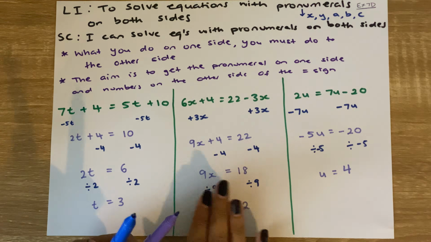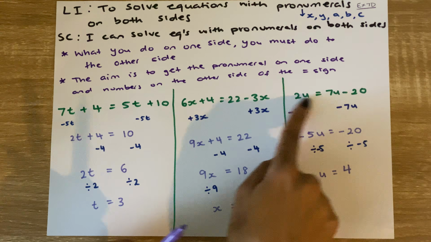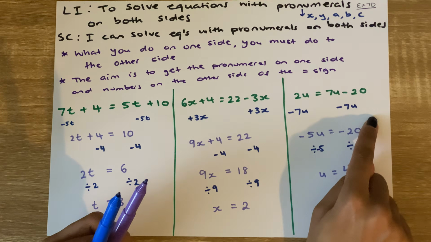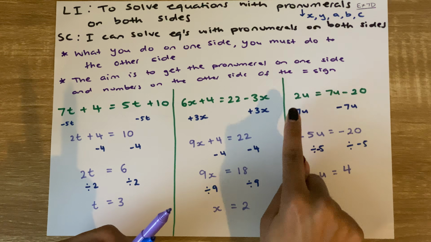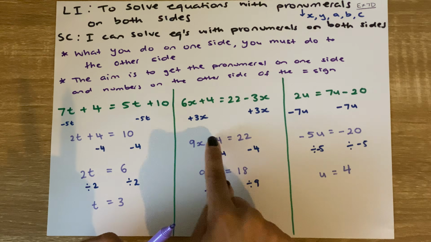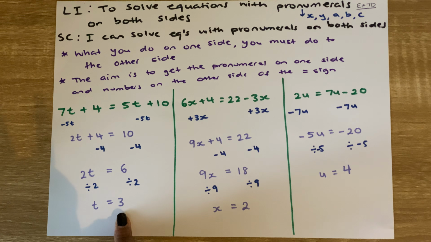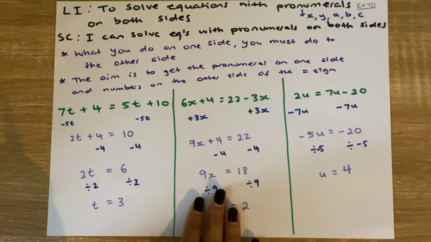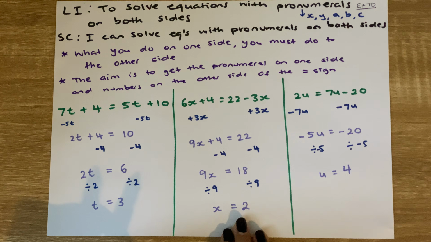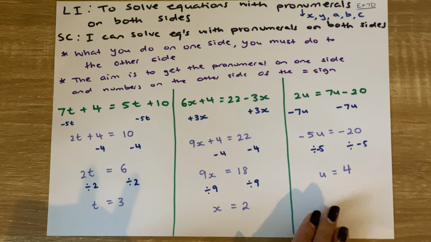So the main aim is basically that first step that's the hardest to do. This first step is what is new. So once you've got your letters on one side and your numbers on the other side, the rest of the process is what we've been working on. If you are a bit confused with the rest of the process, I would suggest checking out the last 3 videos on this channel. They go through how to solve 1-step, 2-step, and 3-step equations.